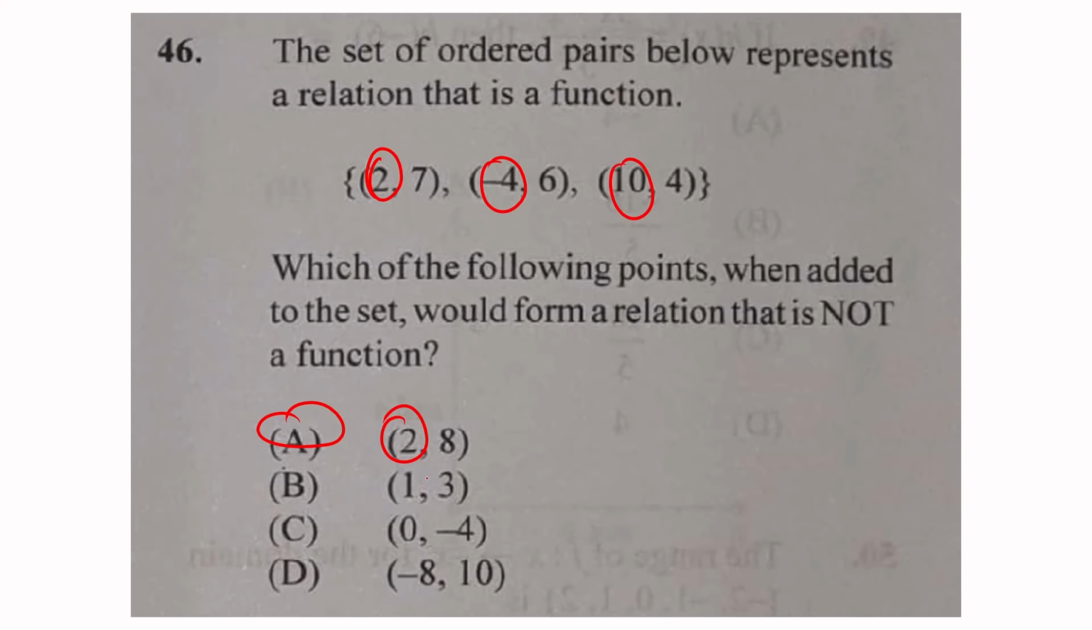We don't have any 1 there already. We don't have any 0. We don't have any negative 8. So all of the inputs match to only one element in the range. Before I go on to question 47, just note, in case I didn't say it clearly, we can't have the same input twice. If you input 2, you input 2 only once. It will make it not one-to-one. Cool?